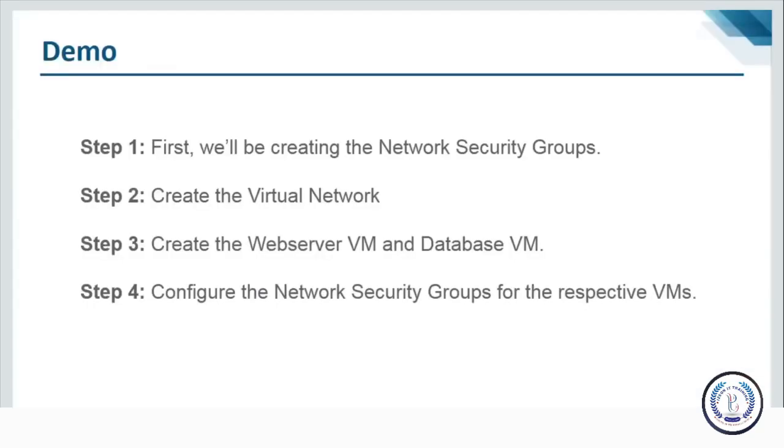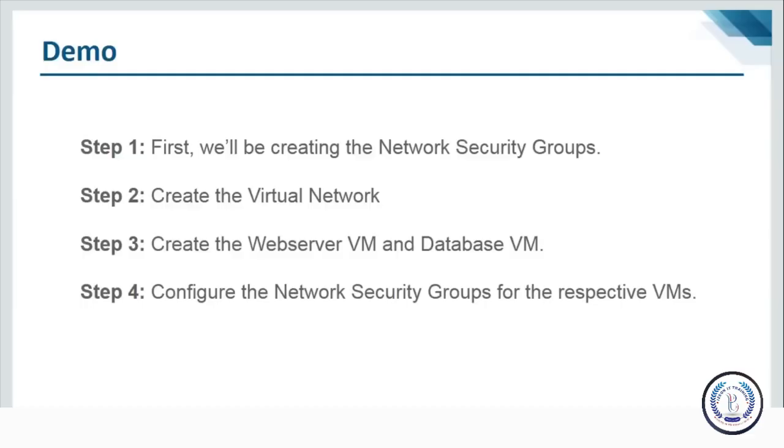Moving along, guys, enough of talks. I have explained everything you need to know. Let's go ahead and start with a demo, and for that, let's look at the steps that we're going to do. First, we'll be creating a network security group, that is the firewall that is required for a server. So basically, we'll be creating two firewalls, one for a web server and one for a database server. Let's go ahead and do that. Just give me a second.